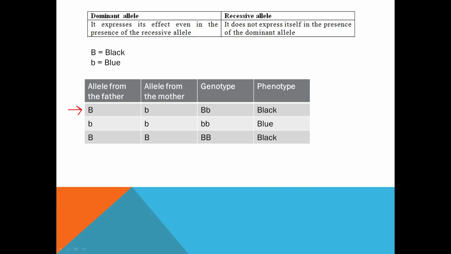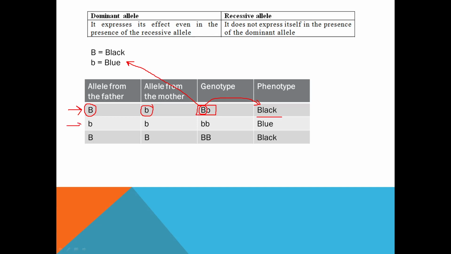Basically, if you get the dominant allele from the father and the recessive allele from the mother, this will be your genotype, consisting of a capital B and a small b. However, remember that the capital B represents the black color and the small b represents the blue color. So we have one dominant and one recessive. Ultimately the dominant is going to be expressed, and that will finalize the color of our eye, which is black.